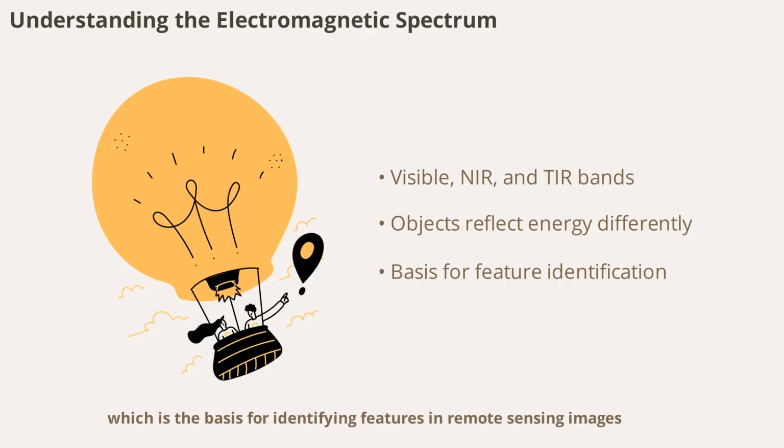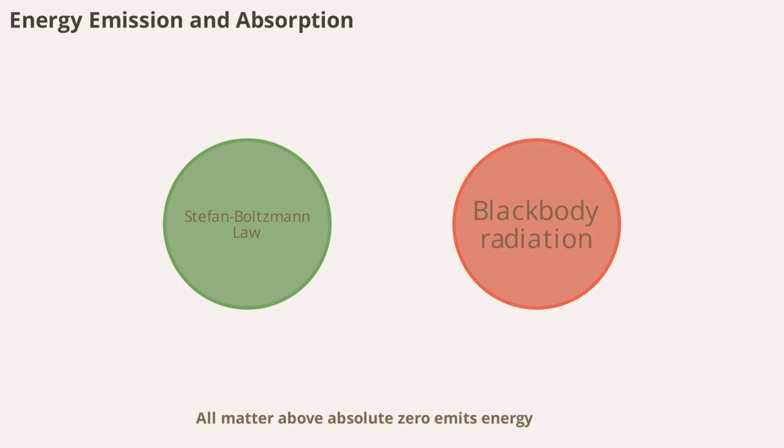All matter above absolute zero emits energy. The amount and wavelength of emitted energy depend on temperature, as described by the Stefan-Boltzmann law. The Sun, at about 6,000 K, emits most energy in the visible range, while the Earth, at around 300 K, emits mainly in the thermal infrared. This difference is crucial for remote sensing, as it determines which sensors and wavelengths are best for observing different phenomena.